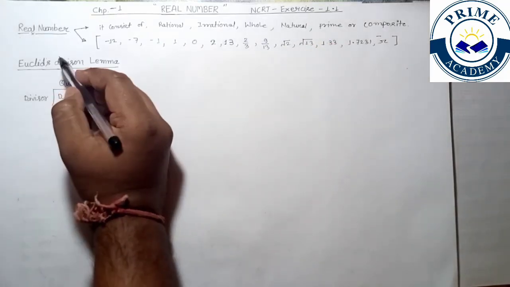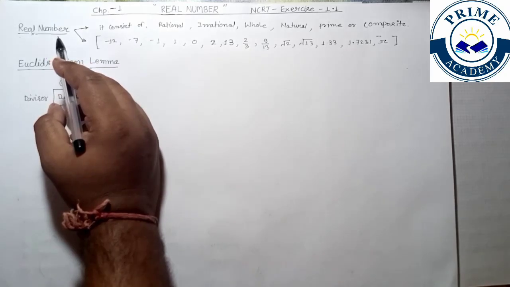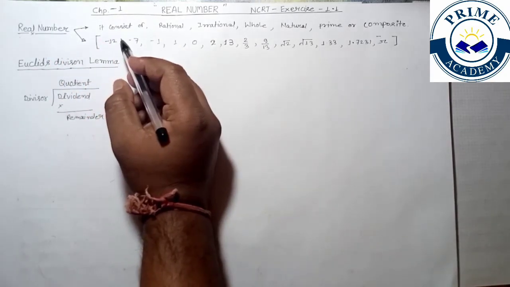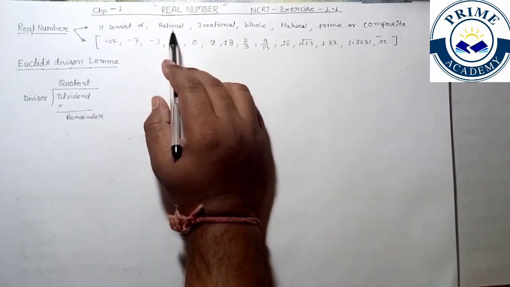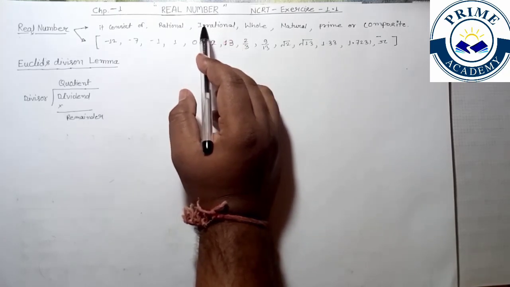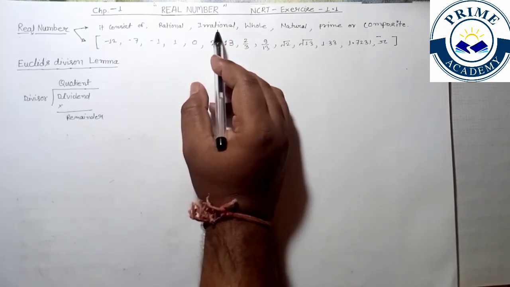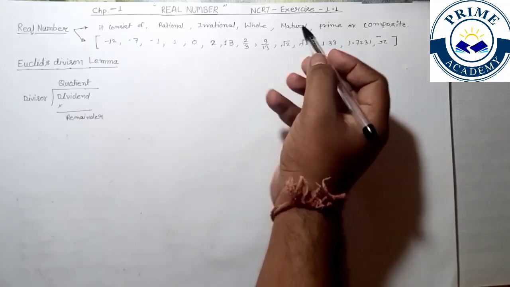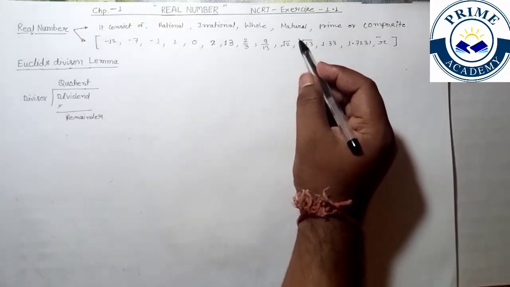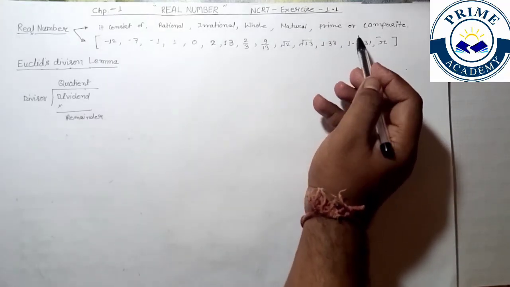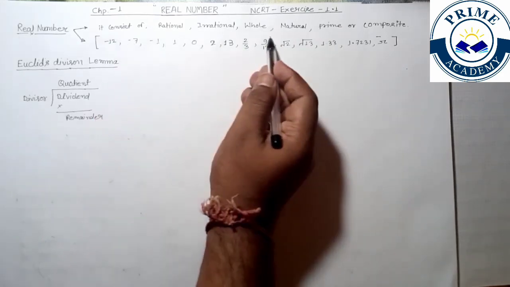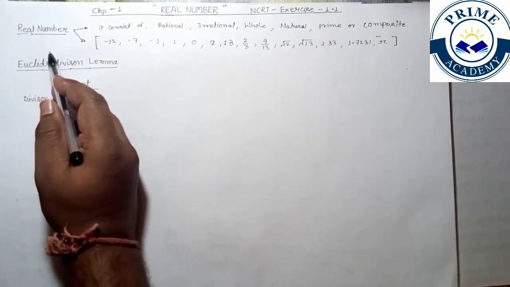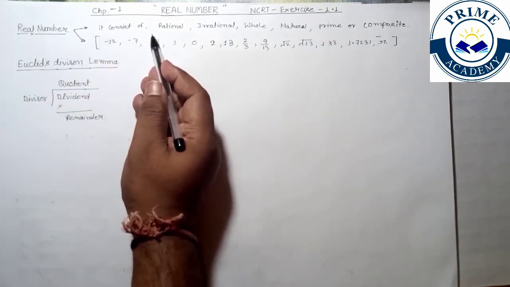First of all, you know what a real number is. It consists of various numbers which we already know: rational numbers, irrational numbers, whole numbers, natural numbers, and prime and composite numbers. This whole combination of numbers we call real numbers. So this is the term in terms of names.